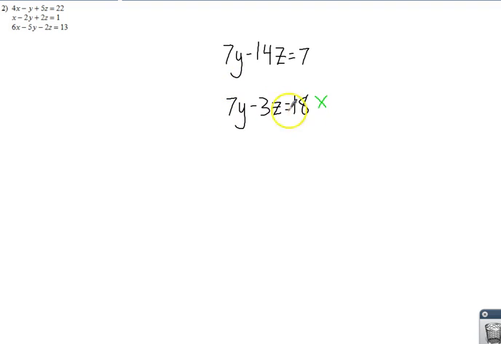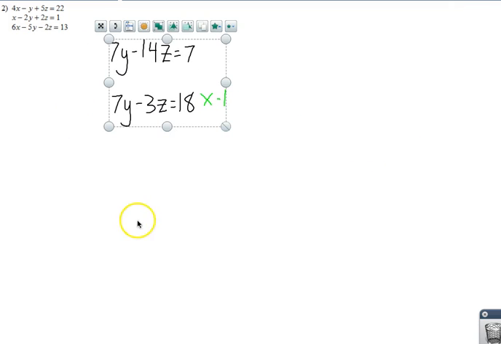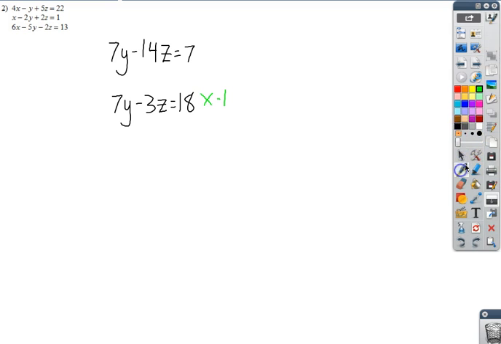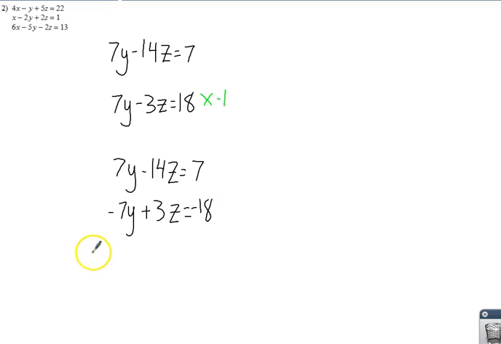Anyways, I get rid of the y's because if I multiply this one by a negative 1, the y's will change sign. They're both 7s already, which is awesome for me. So let's go ahead and do that here for a second. Keep the top one the same. Bottom one changes the signs of everything. Add them up and I get negative 11z equals negative 11, which when I do the division, z equals 1.